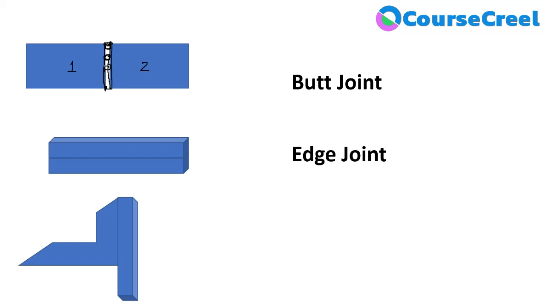So a welding joint we can define as the point or a particular edge where two or more workpieces are joined together. So this is butt joint. This is the explanation of butt joint.